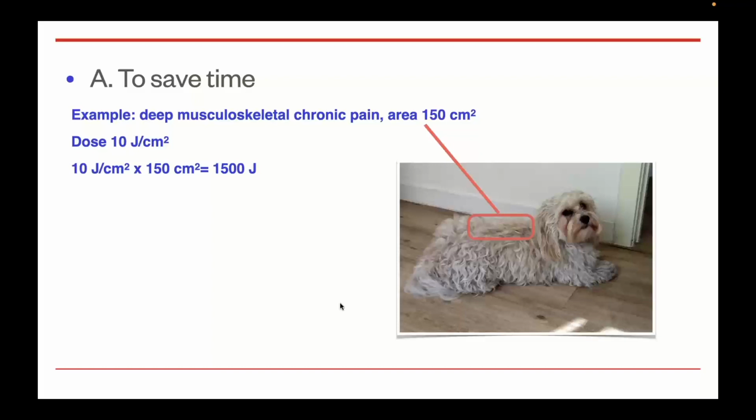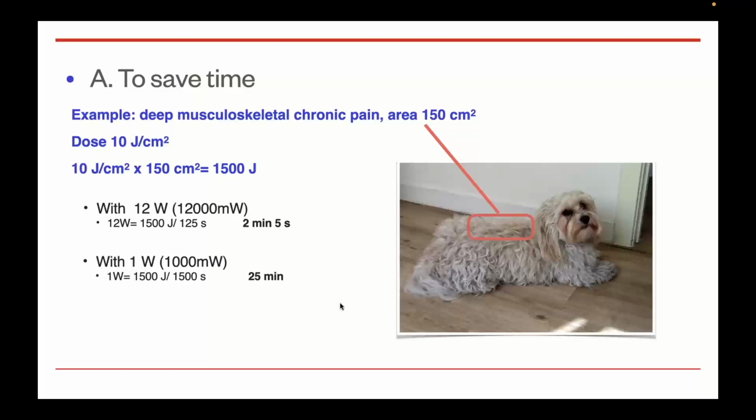That would be a very standard dose for this dog, and that means we want to deliver 1500 joules in that area in that session. Well, if the power we can use is, let's say, 12 watts, the treatment would take a little more than 2 minutes. With 1 watt of average power, we would need almost half an hour to deliver that dose, scanning the area in a uniform way.